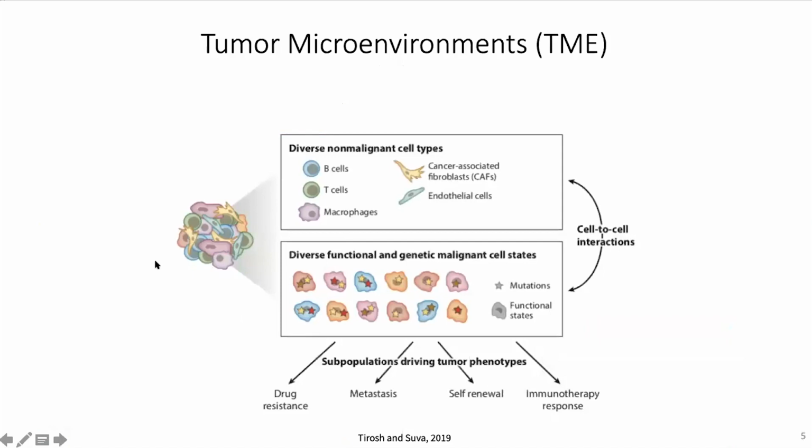Tumor microenvironments consist of different cell types, including immune cells, fibroblasts, cells from the tissue of origin, and malignant cells. The cell-to-cell interaction and the composition of different cells in the tumor microenvironment have an impact on different aspects of the disease, including drug resistance and immunotherapy response. So basically, it is important to study tumor microenvironments.